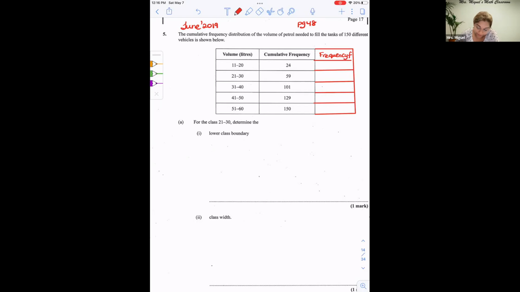Now, the first one is 24. The second one will be 59 minus 24. Then we have 101 minus 59, 129 minus 101, and 150 minus 129. So go ahead, find for me the frequency values.